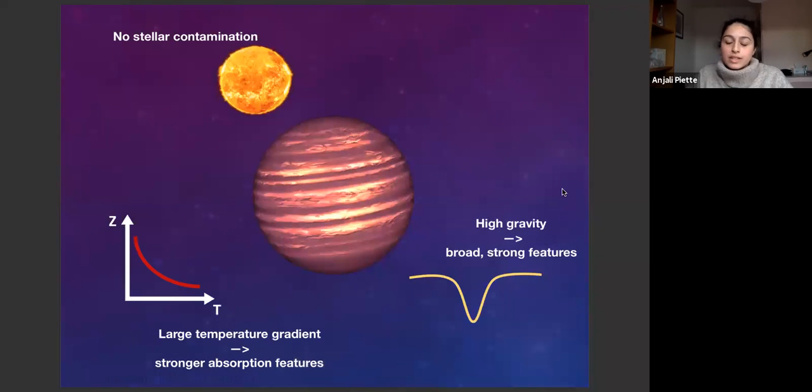So the reason that we can get such high signal to noise data for brown dwarfs is partly because if they're isolated, there's no stellar contamination that needs to be removed. Also, these are higher gravity objects, so they have nice broad features, but crucially, the temperature gradient in these isolated brown dwarfs is very steep. And that means that you have very, very strong absorption features that are very easy to make out in the spectrum.